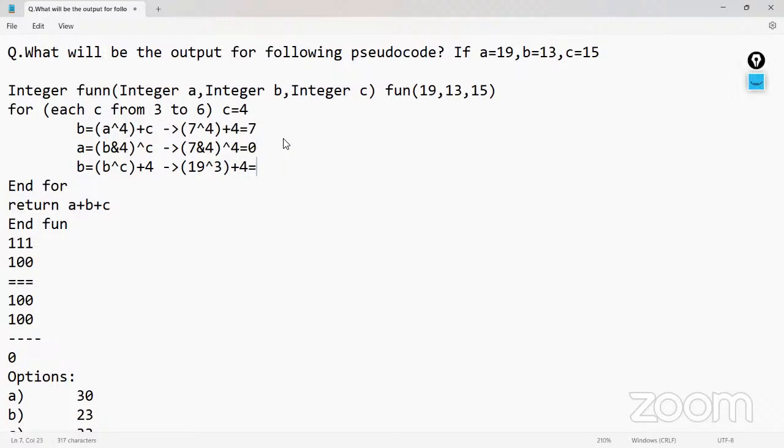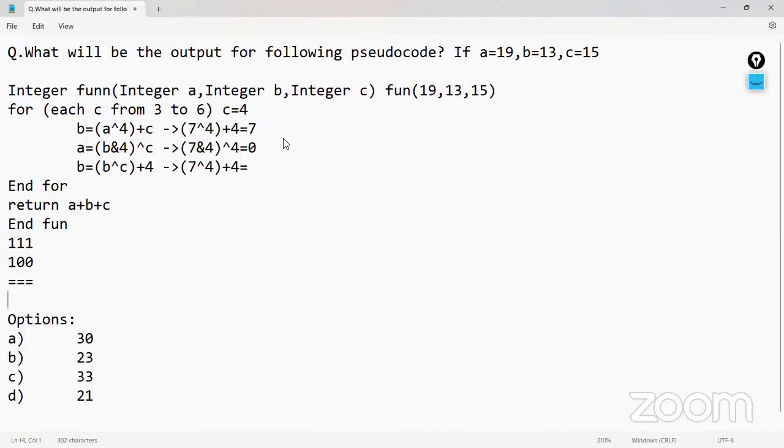B changes as, let us calculate the B at the second iteration. So B means 7 XOR 4 plus 4. So 7 XOR 4. Here I have 7 and 4. Let me calculate here only. So here it returns 2 plus 1, 3. So 3 plus 4, that is again 7. So the value of B right now is 7, and A is 0. Now it will move to the next iteration, that is 5.